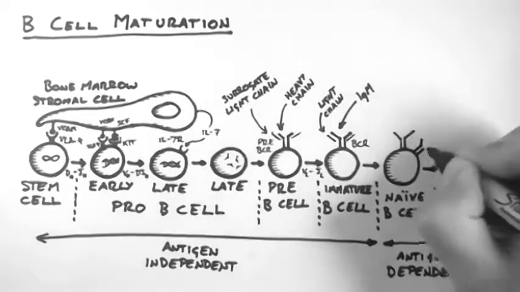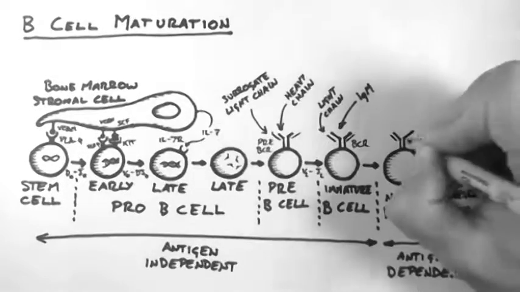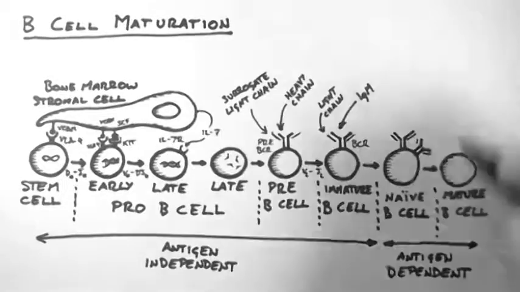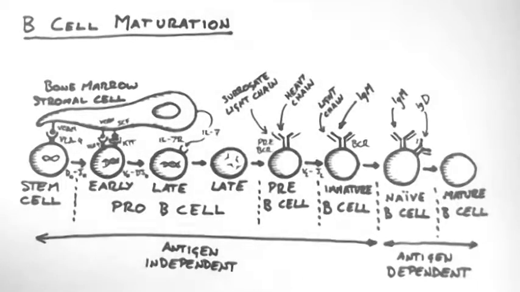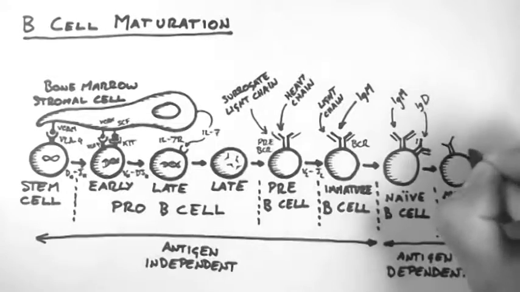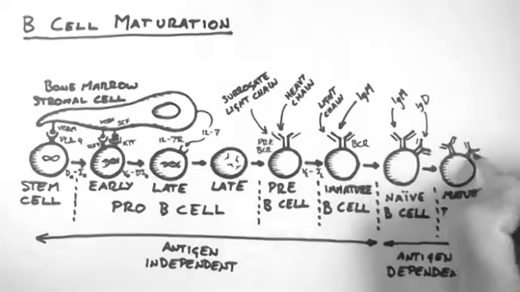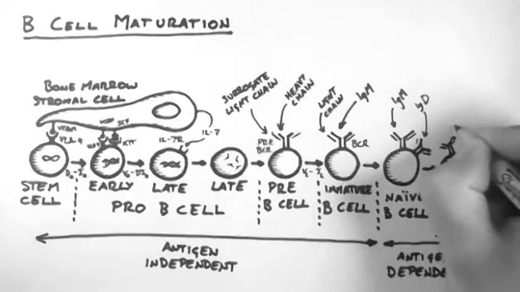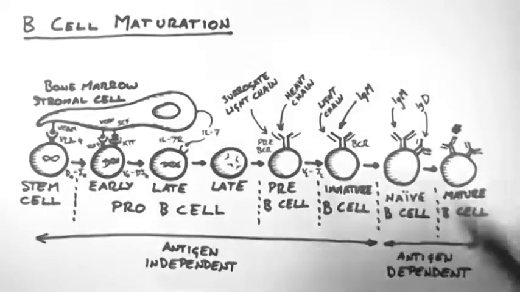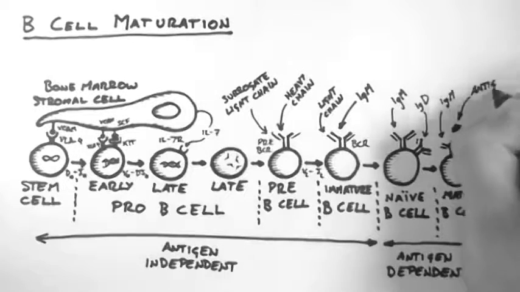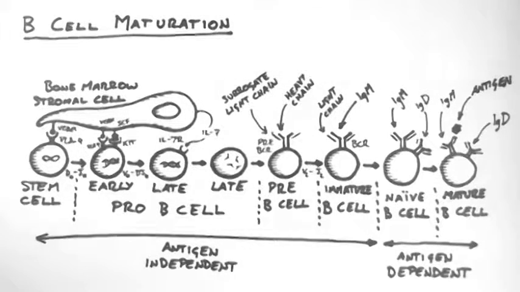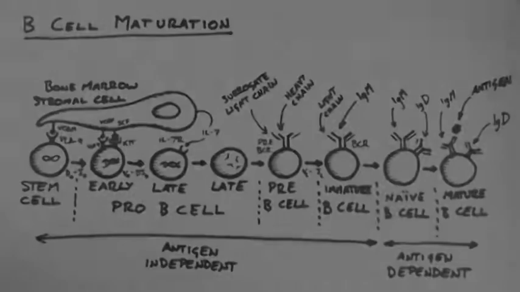This B cell migrates to the secondary lymphoid tissue, where it expresses both IgM and IgD on its surface. This B cell will stay in this state until it meets its antigen, at which point we call the cell a mature B cell. And another whole series of events to fight a possible infection take place. And that's an overview of the maturation process of B cells.